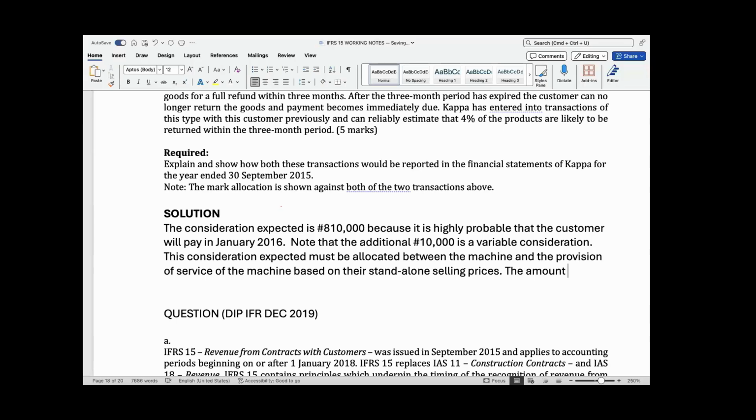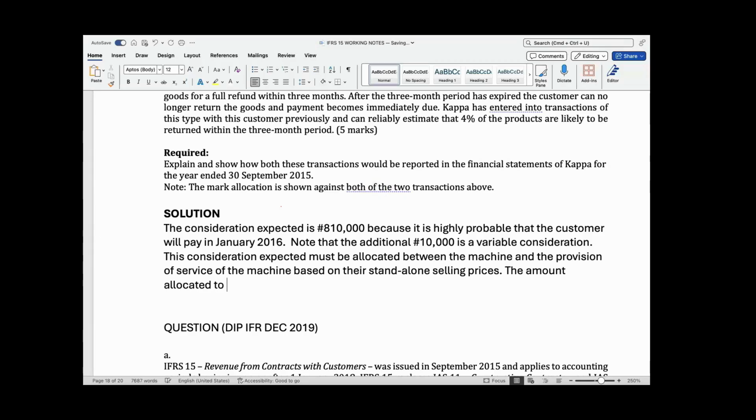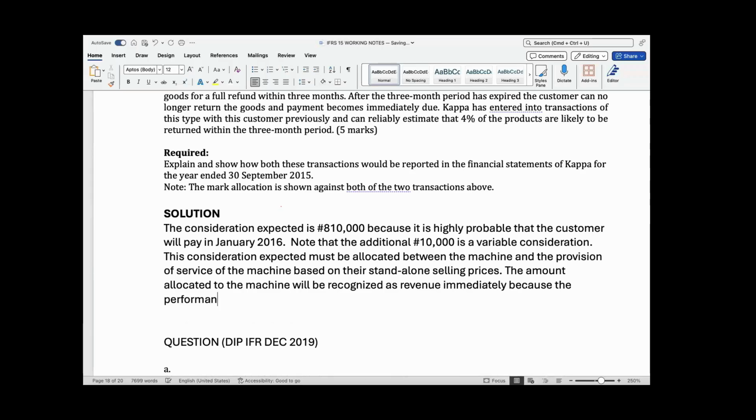Seems I've reached my limit for talking today, but I'll not give up. I'm almost finished. The amounts allocated to the machine will be recognized as revenue immediately because the performance obligation is satisfied at a point in time.